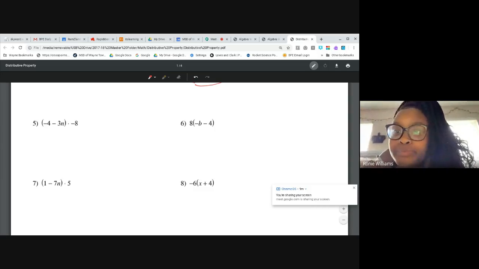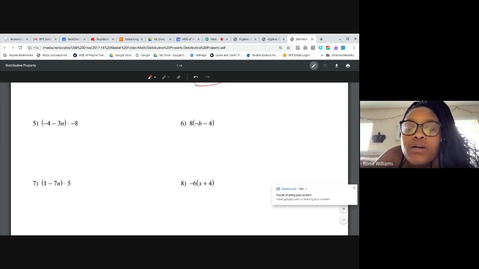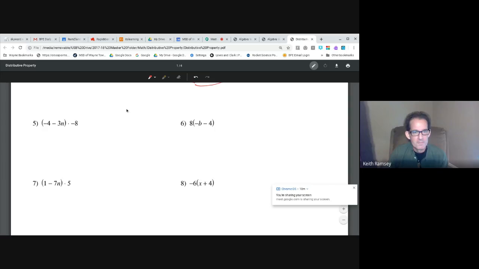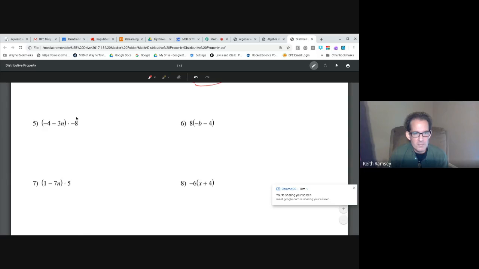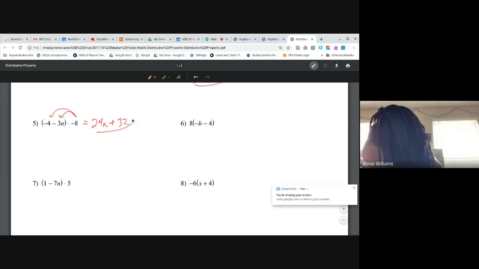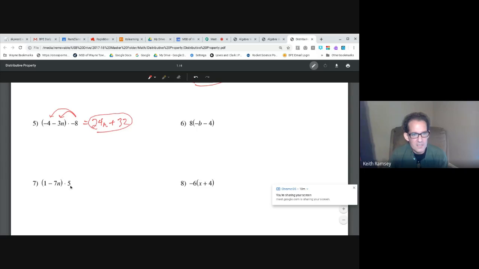Hey, Mr. Ramsey. On problem number 5, it says -8, but then it has like a little dot right there. Yeah, that just means to multiply. That's like saying -8 times -3n. So the dot just means the same thing. Negative times a negative is positive, and then you have that n there. And then you just take -8 times -4. They're both negative, so that means it's positive 32. Okay. That's it. So in this next question down here where it has the dot by the 5, that just means to multiply.